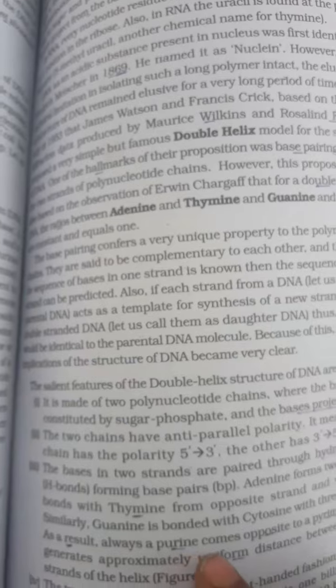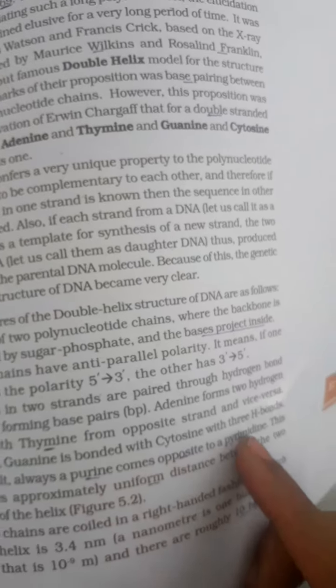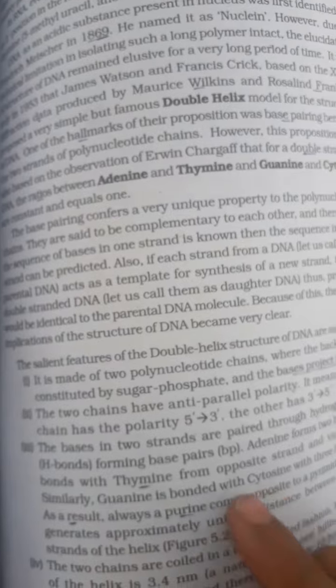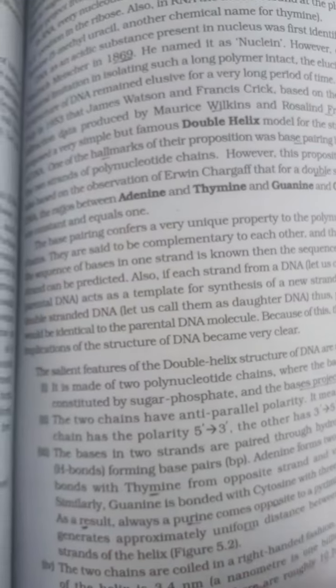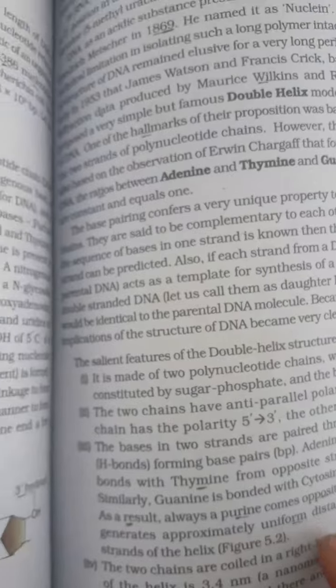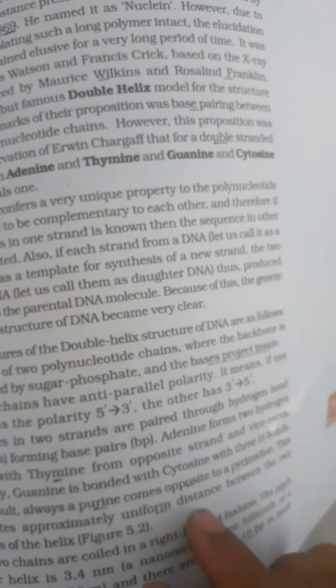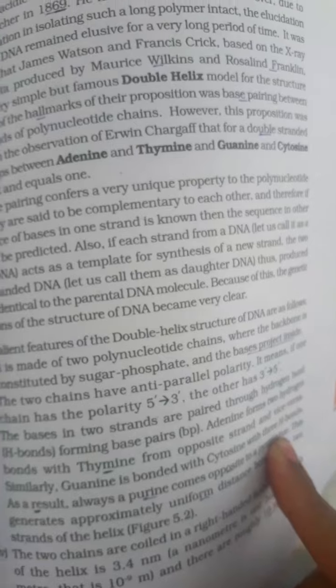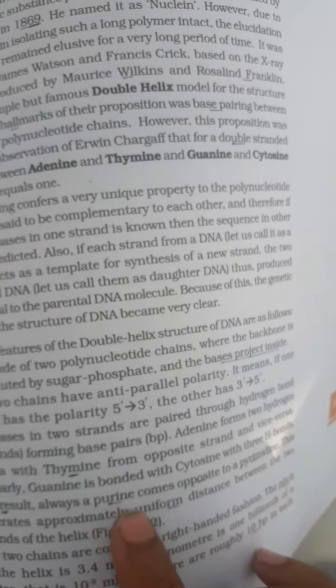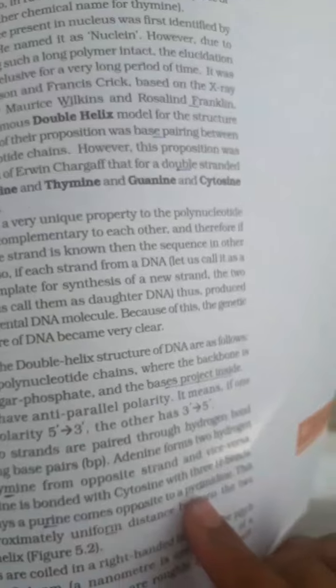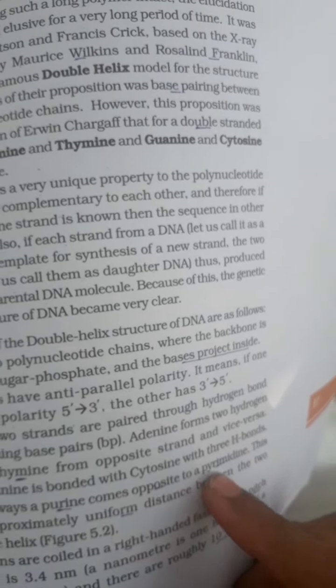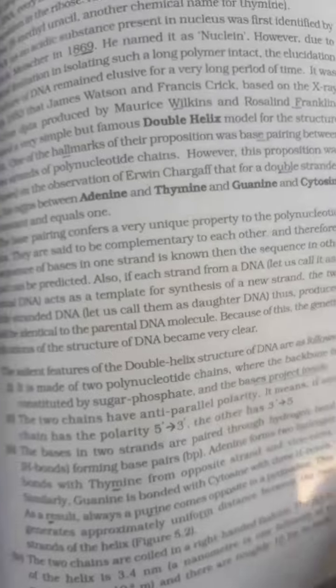As a result, always a purine comes opposite to a pyrimidine, and this gives a uniform distance between the two strands of the helix. Purine comes opposite to pyrimidine. Purines are adenine and guanine, and pyrimidines are cytosine, thymine and uracil.